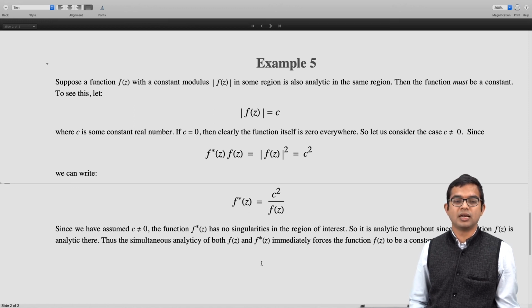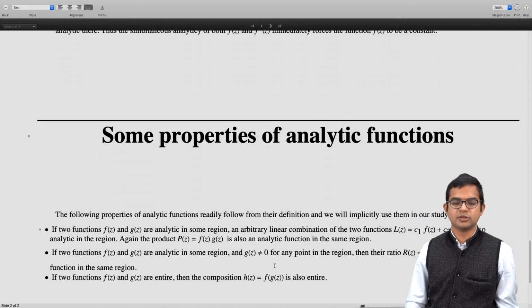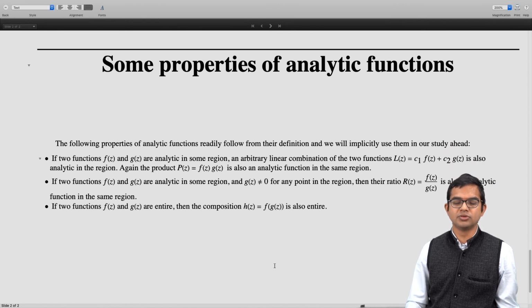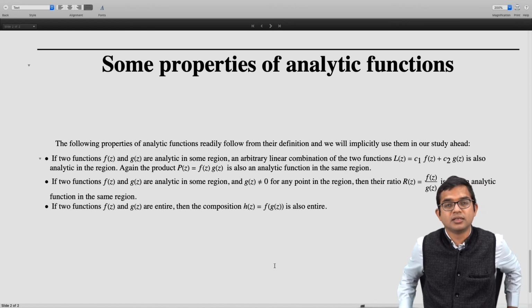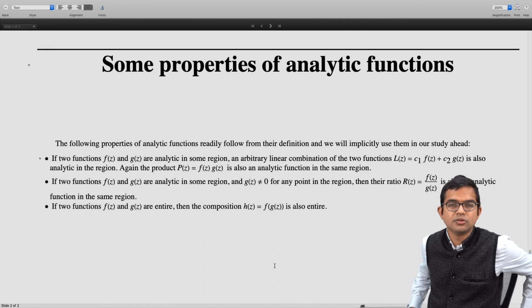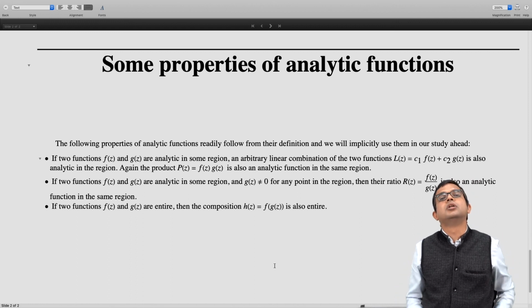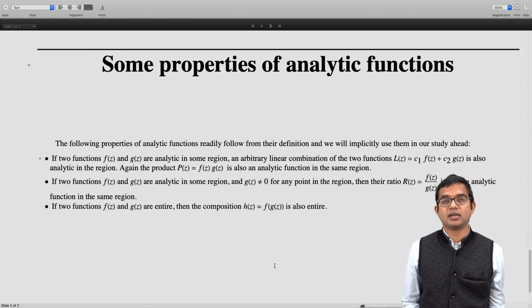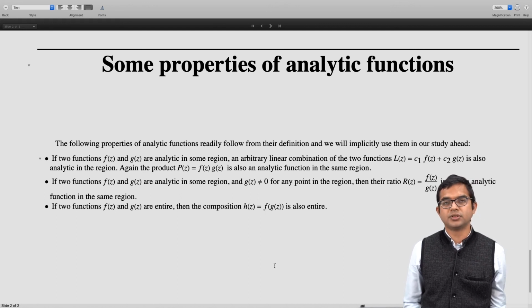So this comes about directly from the definition, and we won't try to give a rigorous proof of it or anything like that. We'll just state these properties and take them for granted, and we will use some of these properties implicitly as we go along, right? So if there are two functions which are analytic in some region, and you take a linear combination of these two functions and form a new function, then this new function also is going to be analytic in this entire region. Again, if you take the product of two analytic functions, the product is going to be also an analytic function in the same region of analyticity of each of these functions.